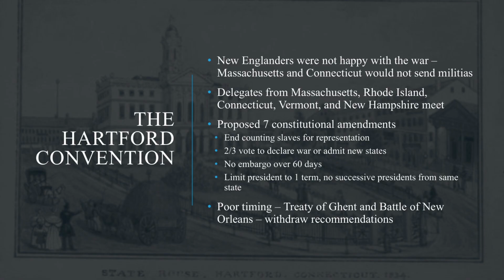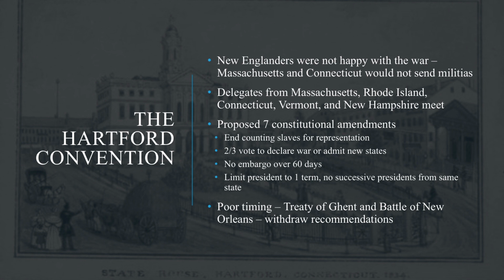As we mentioned earlier, the start of the war revealed sectional issues. Areas like New England were not happy with the war. In fact, Massachusetts and Connecticut refused to send militias to fight. As a result, a number of these states decided to send delegates to Hartford, Connecticut, to discuss issues in the United States. Delegates from Massachusetts, Rhode Island, Connecticut, Vermont, and New Hampshire met. The result of this convention was the proposal of 7 constitutional amendments.